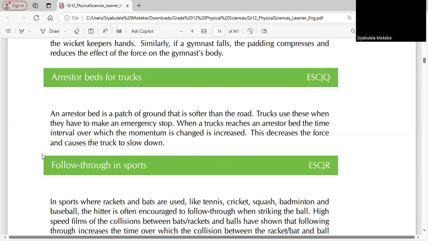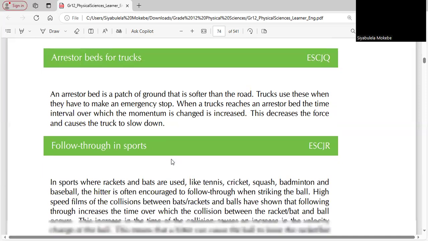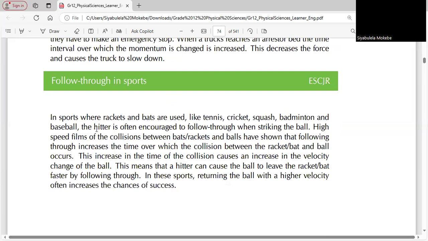Follow through in sports. In sports where rackets and bats are used, like tennis, cricket, squash, badminton, and baseball, the hitter is often encouraged to follow through when striking the ball. High-speed films of the collisions between bats, rackets, and balls have shown that following through increases the time over which the collision between the racket and ball occurs.